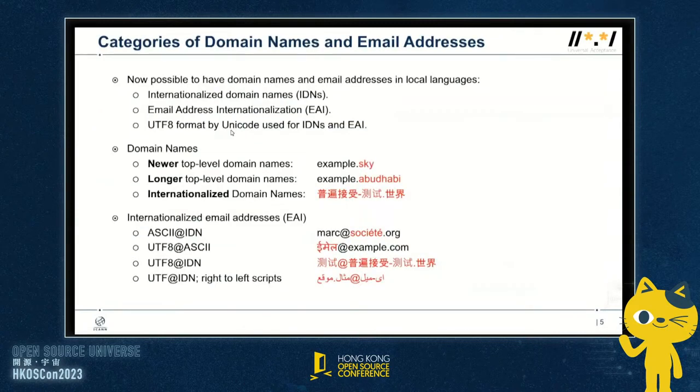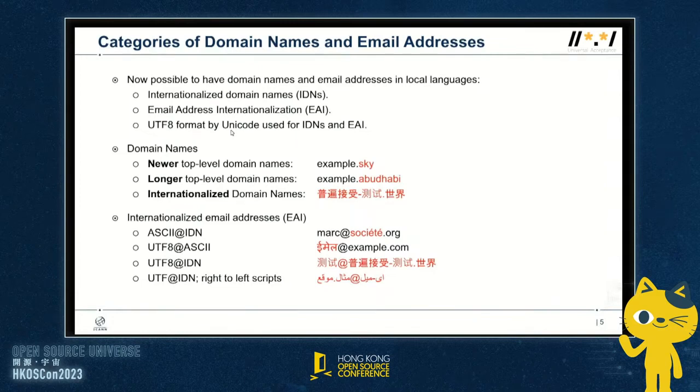So the domain names that we had and the various extensions. You see we have new shortish domains that fit well into all the old software, example.sky. We have new longer top-level domains that may surprise some people. There's a .engineering top-level domain these days. Abu Dhabi is not the longest. And we have internationalized domain names.